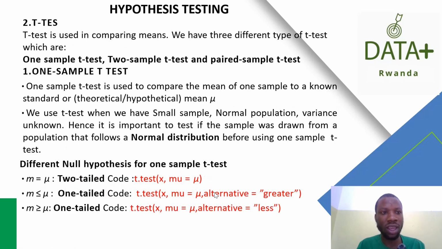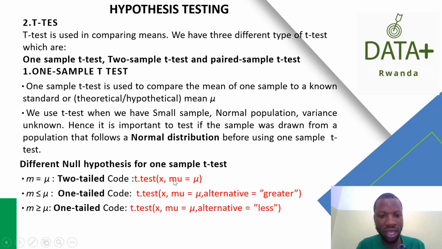And also there is the t-test. The t-test is used to compare the mean. We have 3 different types of tests: one sample t-test, 2 sample t-test, and paired sample t-test. The one sample t-test is used to compare the mean of one sample to a known standard. We use the t-test when we have a smaller sample. So if we have a small sample, we will use the t-test, and also if the population is normal, we will also use the t-test. Those are the codes we use when we are trying to do the t-test in hypothesis testing.